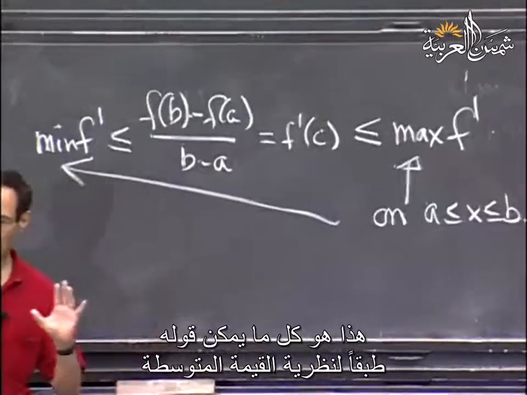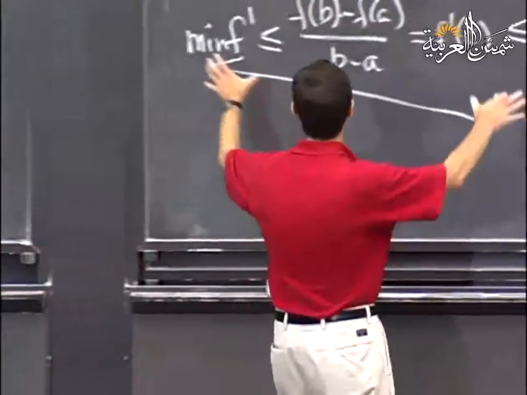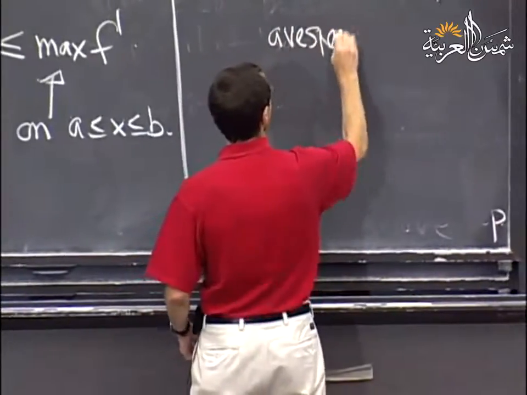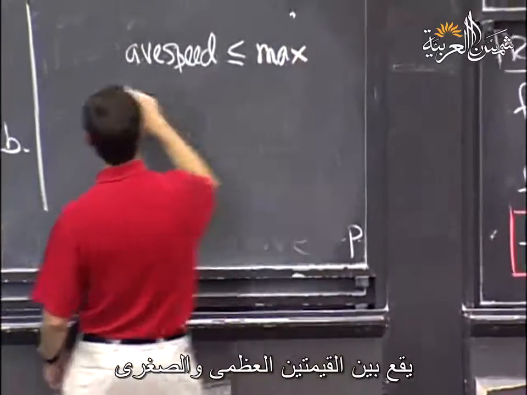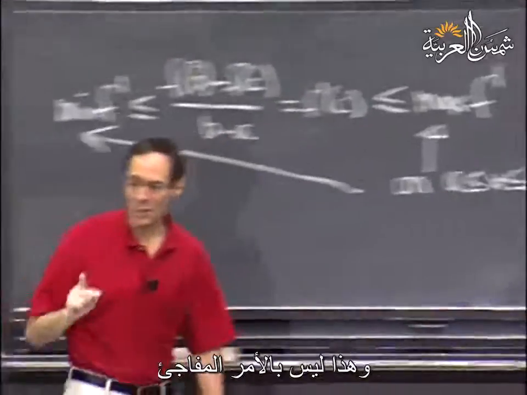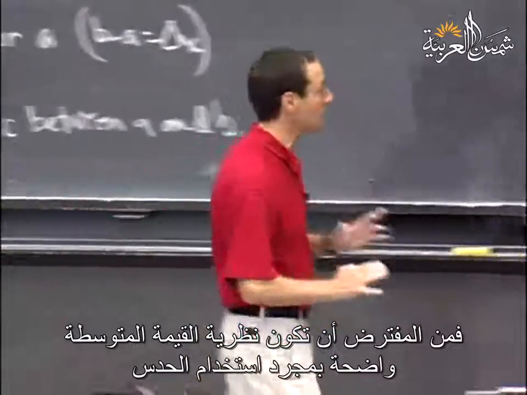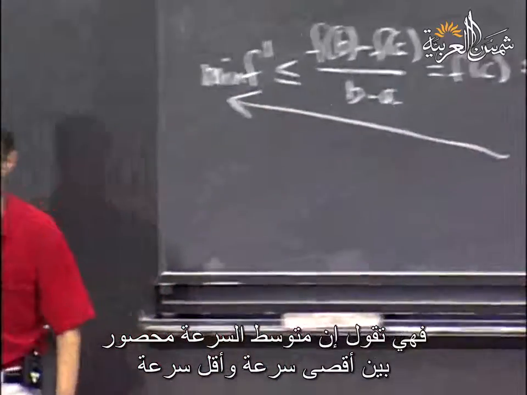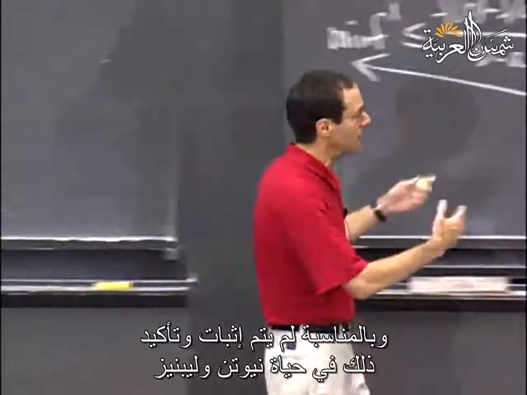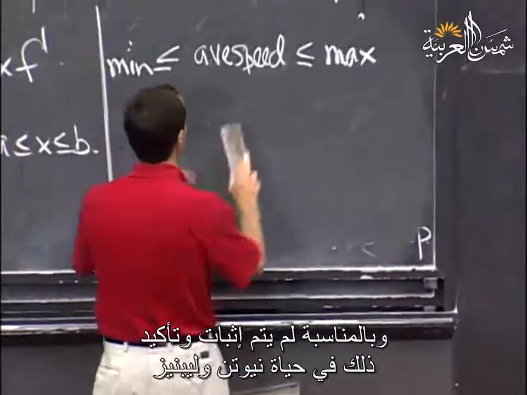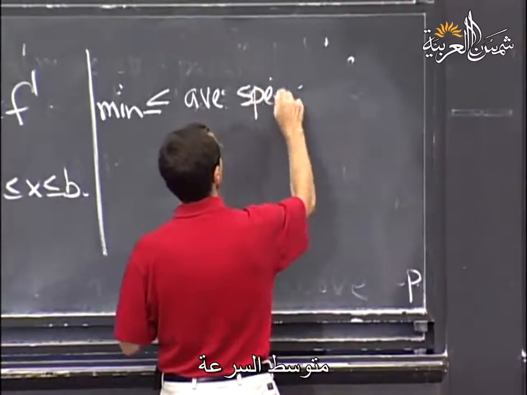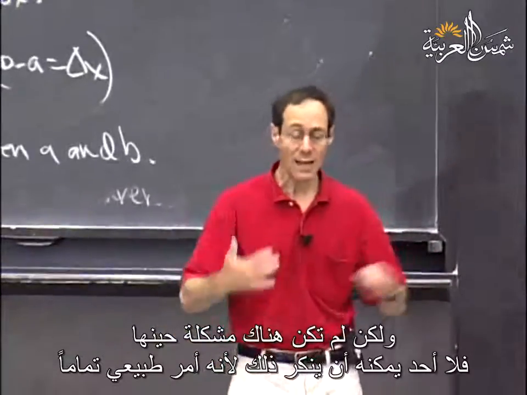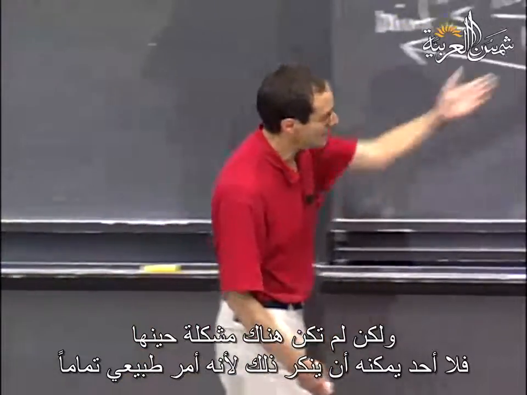This is all you can say based on the mean value theorem. All you know is this. And colloquially, what that means is that the average speed is between the maximum and the minimum. Not very surprising. All right? The mean value theorem is supposed to be very intuitively obvious. It's saying the average speed is trapped between the maximum speed and the minimum speed. For sure, that's something, and that's why, incidentally, this wasn't really proved when Newton and Leibniz were around, but let's write this so that you can read it. Average speed is between the max and the min. But nobody had any trouble. They didn't disbelieve it, because it's a very natural thing.